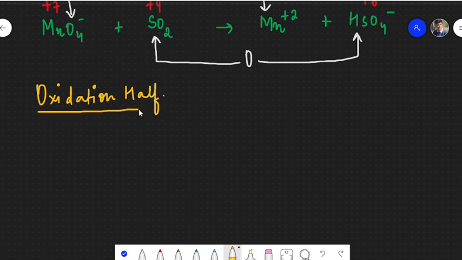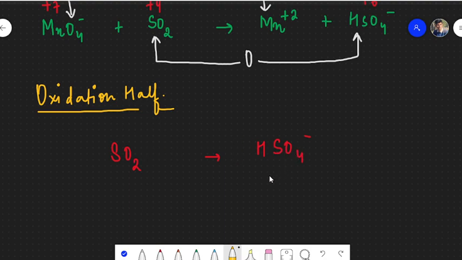So let's see where oxidation is happening. Oxidation is happening here: SO2 is becoming HSO4 negative. So the first step in this particular case is to balance the particular atom which is oxidizing, if it is not balanced. In this case sulfur is 1 on the reactant side and sulfur is 1 on the product side, so there is no need to balance this.